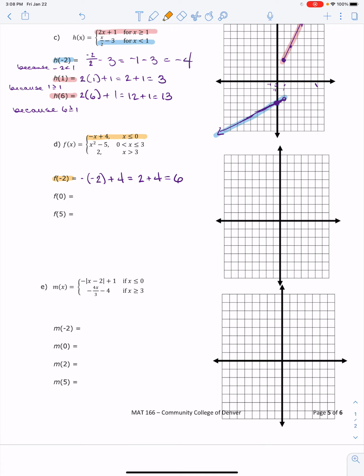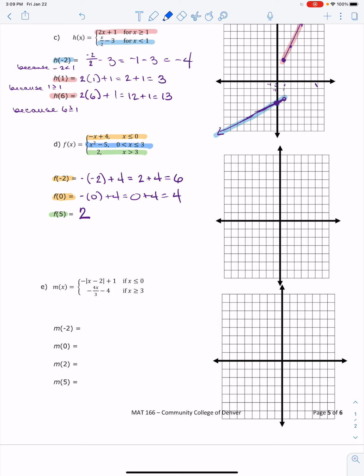This next one, f of 0, also less than or equal to 0. So I get negative 0 plus 4, 0 plus 4, which is 4. And then f of 5, and let me take a look up here. 5 is strictly greater than 3. So at 5, it's 2. And so let's figure out how we want to graph this. So x greater than 3 is 2.